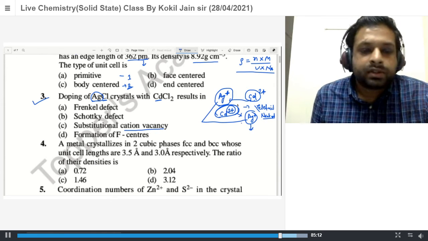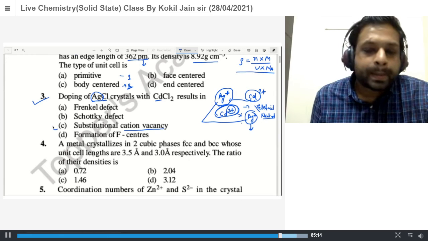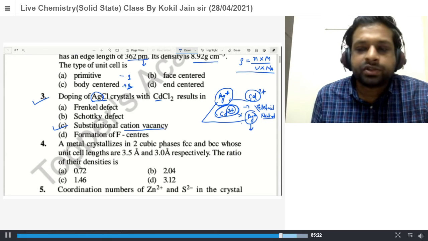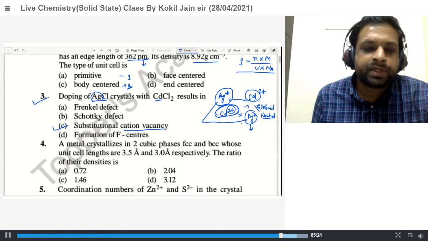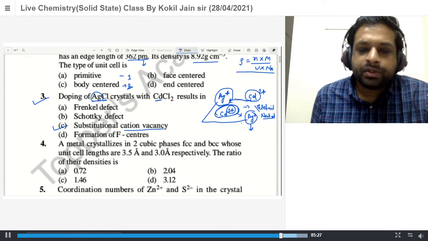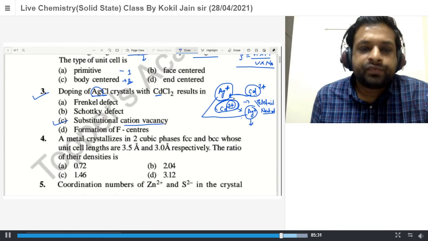Understood? Yes, sir. Substitutional cation vacancy, because we are substituting Cd2 plus here. Now let's see the fourth question here.